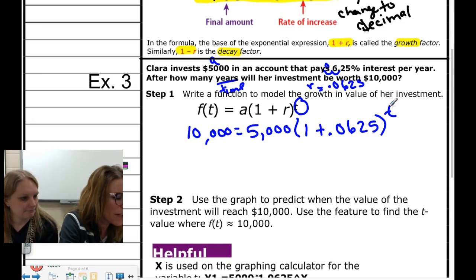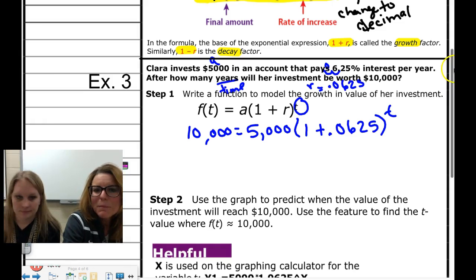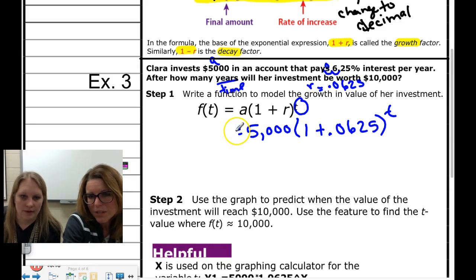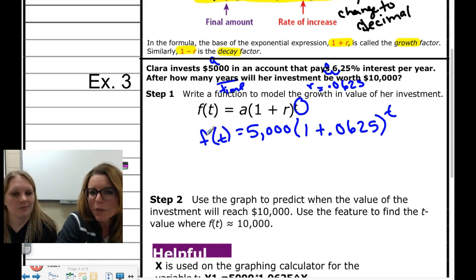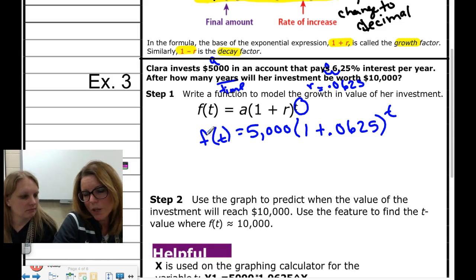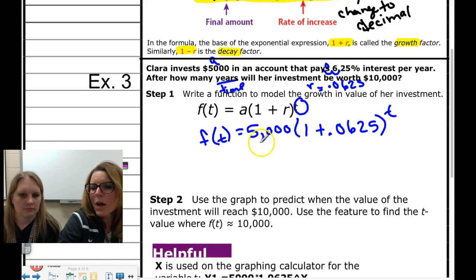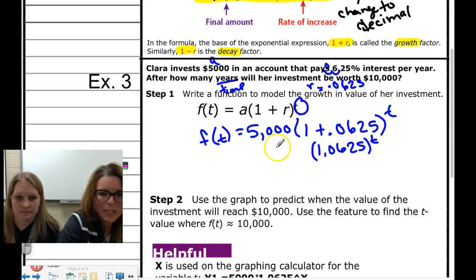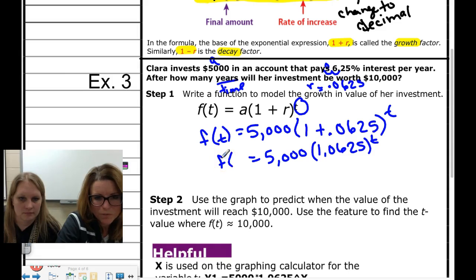I just thought of one thing. Can you erase the 10,000 for me for just a minute? I didn't read the directions right. I'm jumping to step 2 before I even do step 1. It's asking for a function, so we need to leave it as f of t. Write a function to model the growth in value of her investment. Now, what is 1 plus 0.0625? 1.0625. And we raise it to the power of t, and the 5,000 is out in front. There we go.